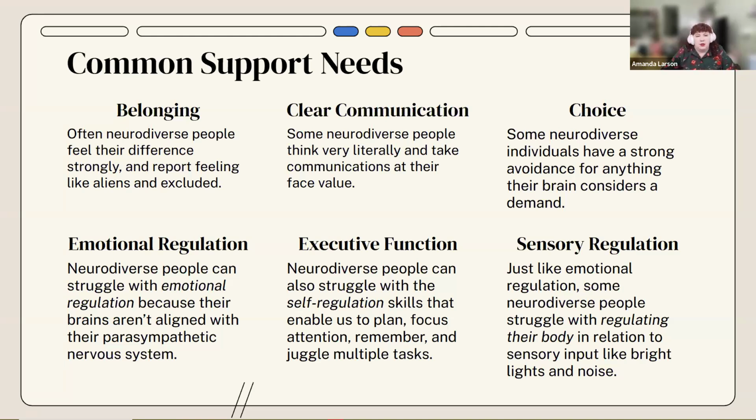They need to emotionally regulate. They could struggle with emotional regulation because their brains aren't aligned with their body and their parasympathetic nervous system. They could struggle with executive function. That's also self-regulation skills that allow us to plan, focus our attention, remember things, juggle multiple tasks. And then also sensory regulation. Just like they need to emotionally regulate, some people also struggle with regulating their body in relation to sensory endpoints. That could be bright lights, it could be noises, it could be smells.